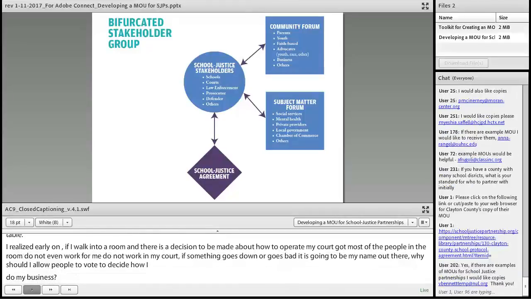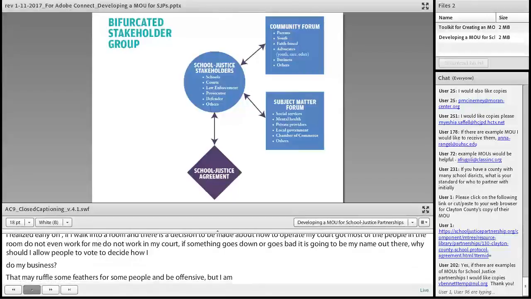Because if you stand your ground that they have to be voting members, you'll never get to the table, and you've already lost the war. You haven't even gotten to the first battle. And so it's a matter of practicality.